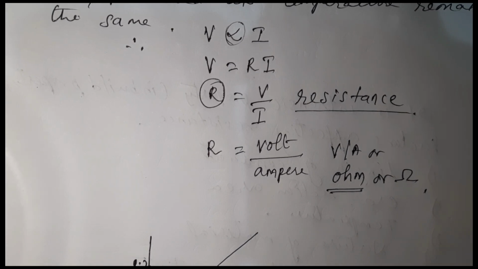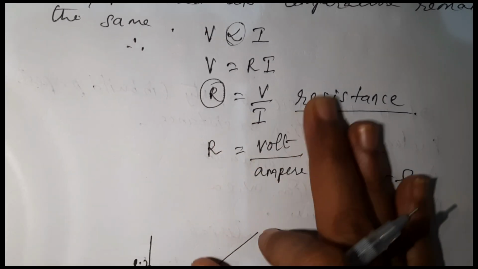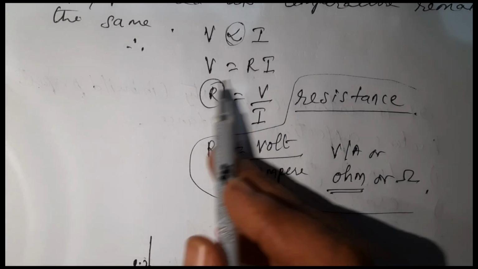These are important: when you write Ohm's law, you need to write the law, then this derivation up to resistance. These units are not needed, you need not represent them. Till here it is sufficient.